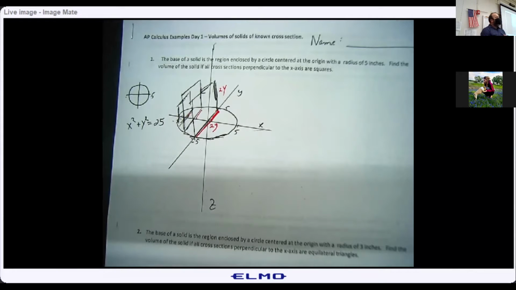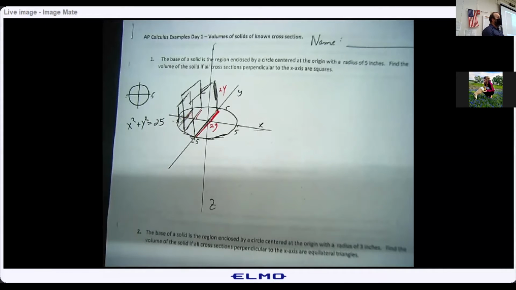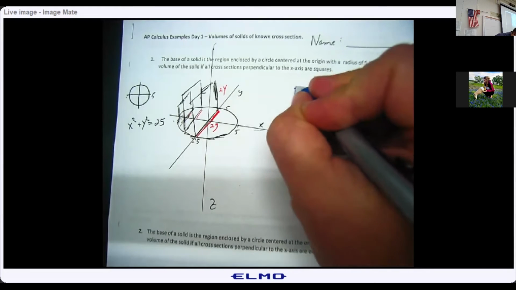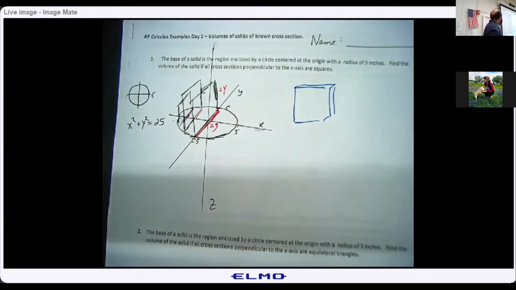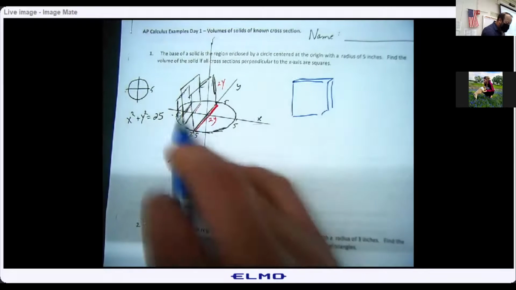Now, generally speaking, what people want you to do is get an idea and literally draw one of those pieces like we would with a Riemann sum and think about what that piece would be. So if you're looking at this piece right here and we broke it out like this, it would look something like that, wouldn't it? So we'd have this square that's right in here.